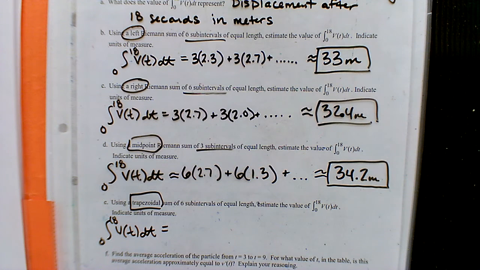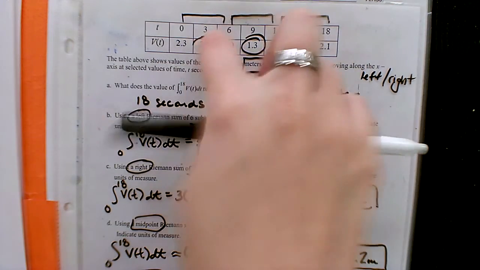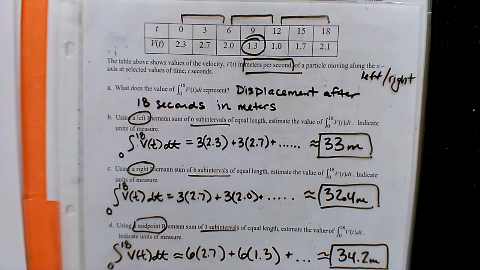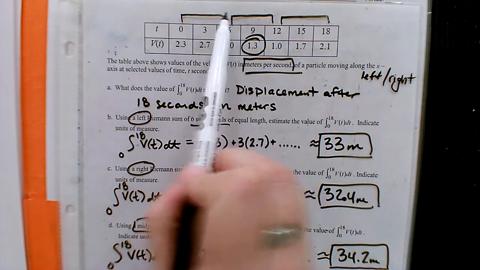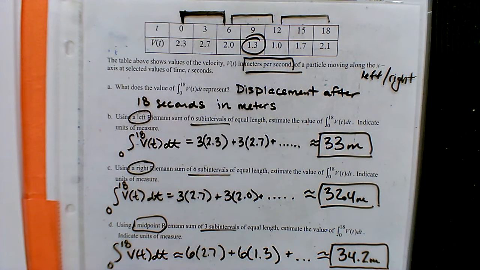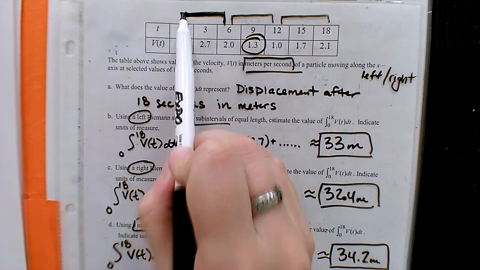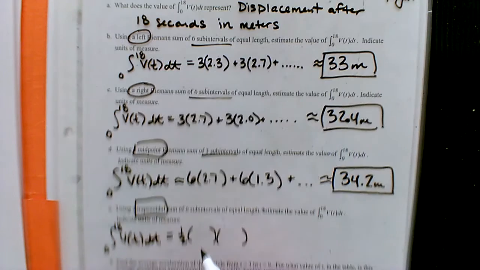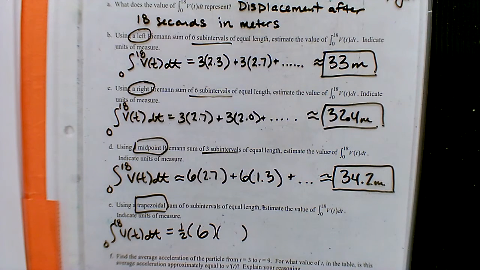What's our area formula for a trapezoid? Kind of the tricky one. Yes, Evie? 1/2 of the height times base 1 plus base 2. All right, so taking a look at your table, what can we label as the height of this first rectangle, or trapezoid, rather? Not quite 3. 6, right? You go from 0 to 6. Okay, so the height would be 6.